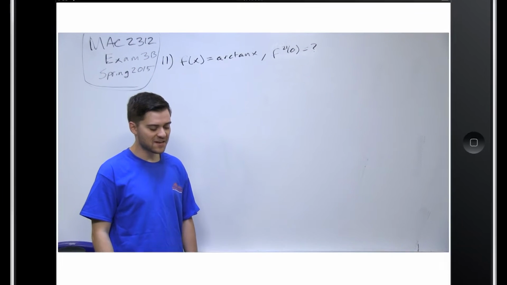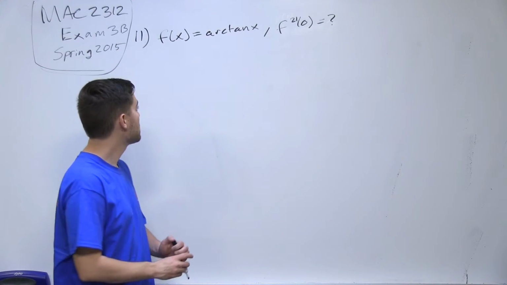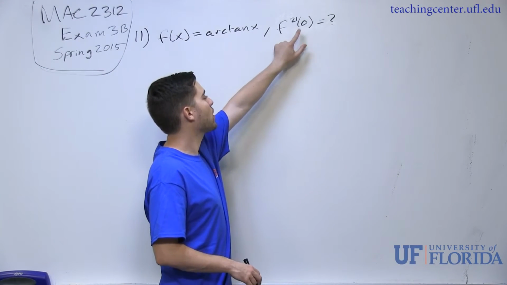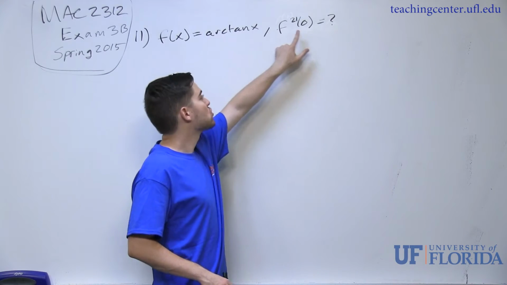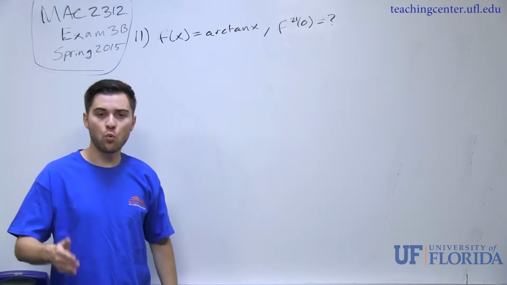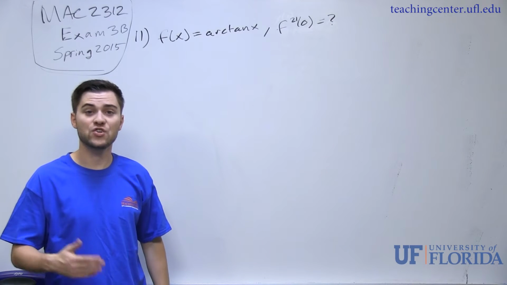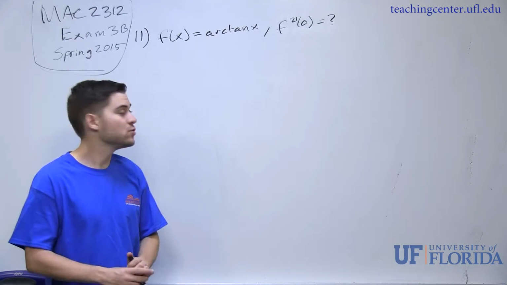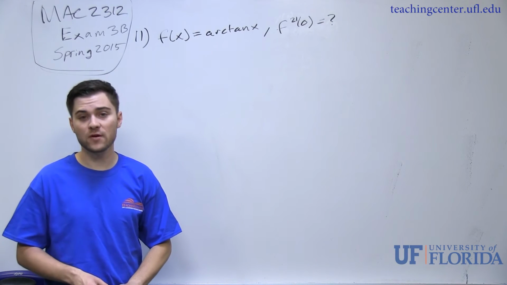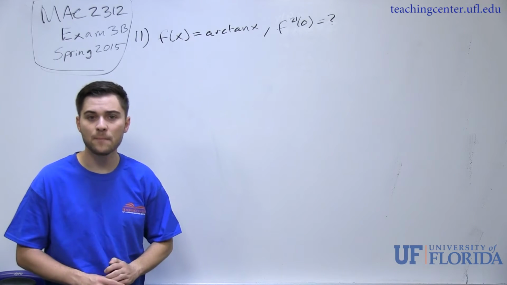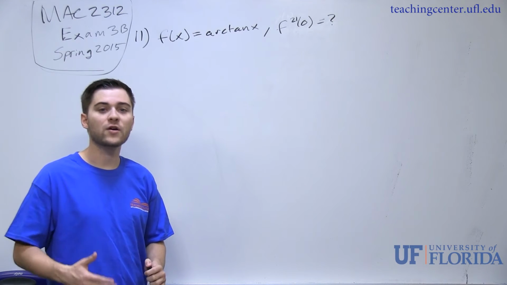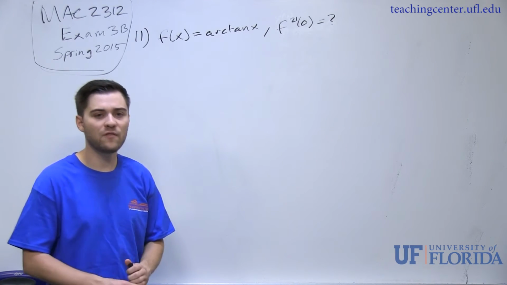Problem number 11 is asking you to use the Maclaurin series of arctangent of x to find what the value of f^(21)(0) is. So f^(21)(0) is the 21st derivative of arctangent evaluated at 0. There are a couple different ways you could go about this. You could try taking 21 derivatives of arctangent, but that would take a really long time. So instead we'll look at the Maclaurin series for arctangent of x and see if we can derive it from there.